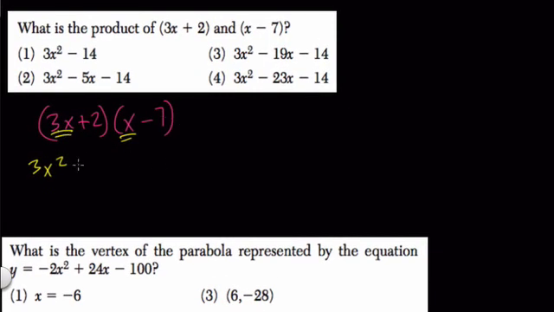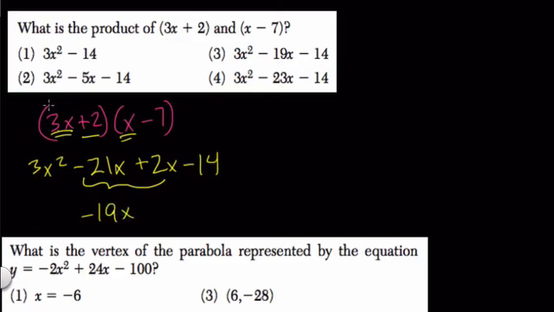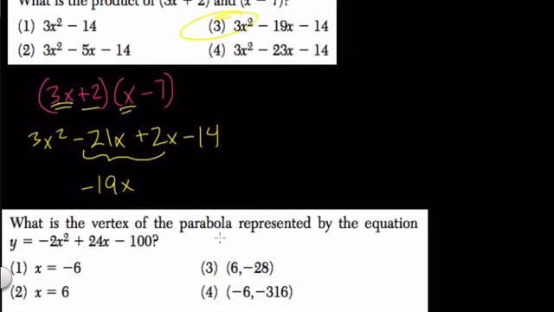What is the product of 3x plus 2 times x minus 7? Well, here we just use the distributive property. 3x times x, that's 3x squared. 3x times negative 7, that's negative 21x. 2 times x is 2x. And 2 times negative 7 is negative 14. Simplify these two. What's negative 21 plus 2? That's negative 19x. So we have 3x squared minus 19x minus 14. That's choice 3.